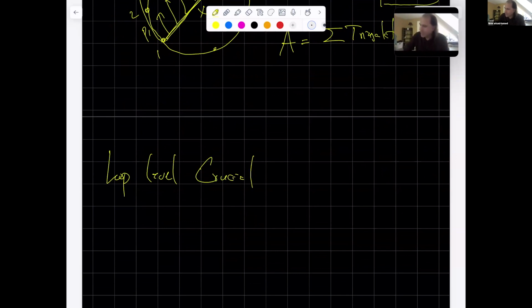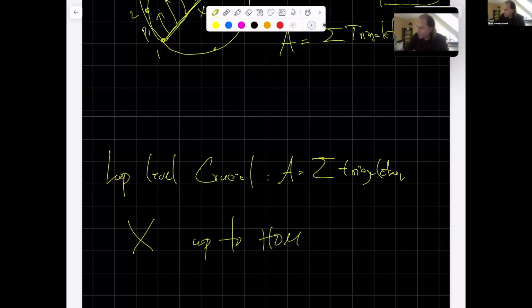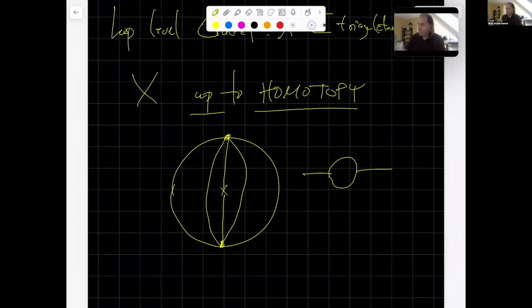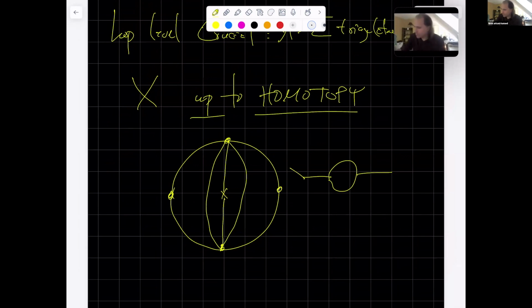But when I go to loop level, it's crucial that if I want to think about the amplitude as a sum over triangulations, again, it's crucial that I think about the curves x up to homotopy, not just homology. And we see that, for example, if I draw a simple bubble diagram, this is something which is dual to this bubble diagram. Let's say I have four points here, so something like this.